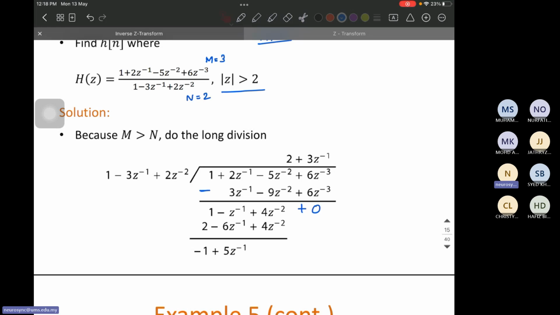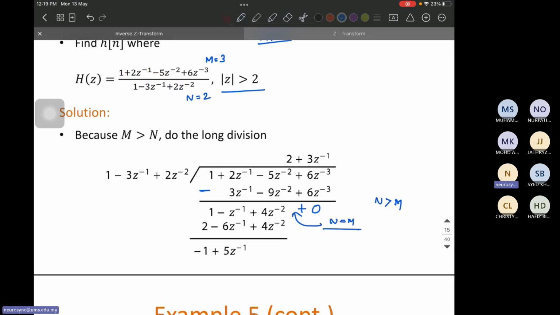What we are getting in the remainder here is a polynomial with z inverse power 2, and this is the same. But we will do this long division till we get n greater than m. At this stage n equal to m is there. So again we'll do this division.